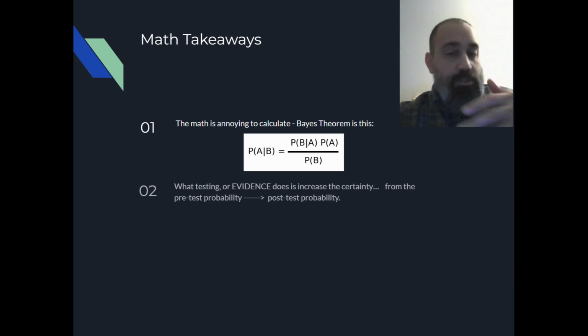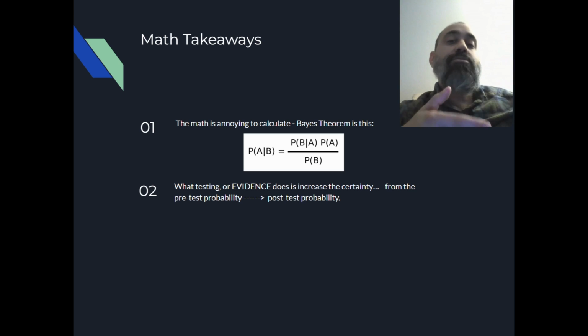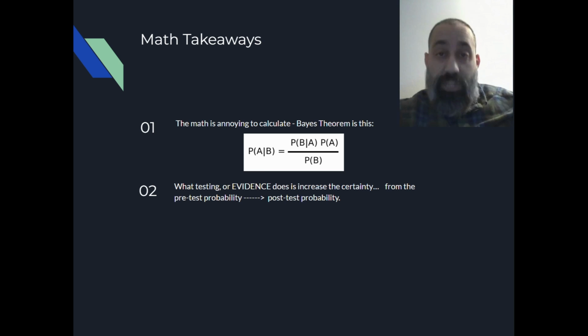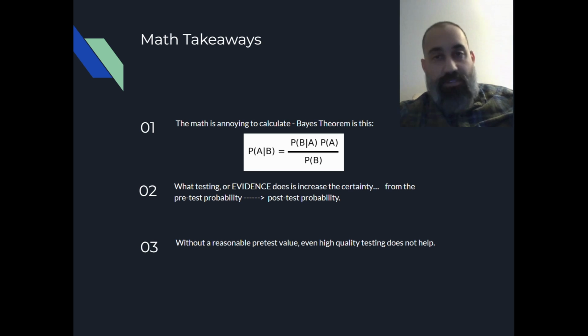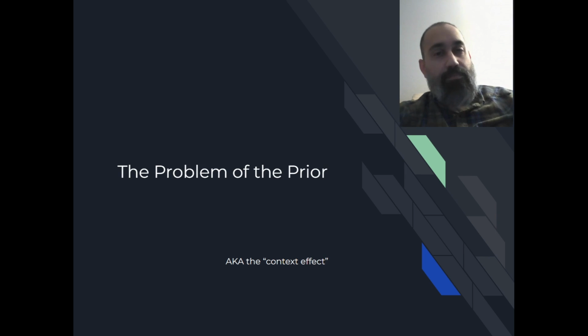So we realized that the math is annoying, and that evidence, testing, diagnostic evidence, increases our certainty from the pretest probability, 0, 1, 10%, to the post-test probability, 0, 50, or 92%, respectively. And we realized that if the pretest is 0 or the pretest is 1%, then even high-quality testing, 99% sensitive, 99% specific tests, don't help. You only get up to 50% at best, because you need a reasonable pretest before your test can help. But where does that pretest come from?